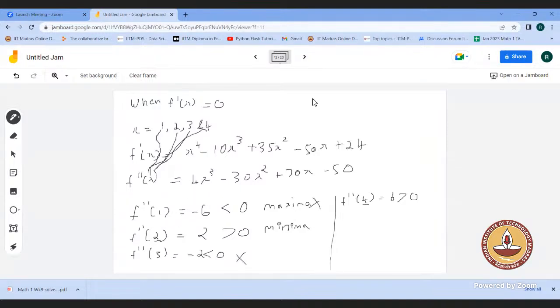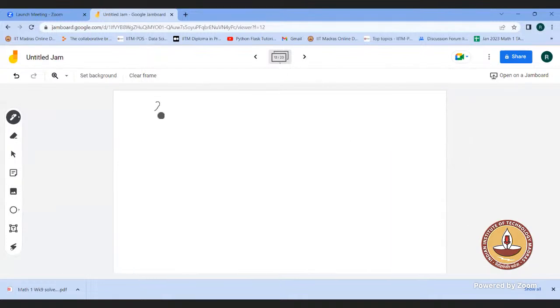Now what we are going to do, we are going to substitute 2 and 4 in f of x. So x is equal to 2 in f of x. What are we getting? What is f of 2? 7.73, right? Yes, sir.